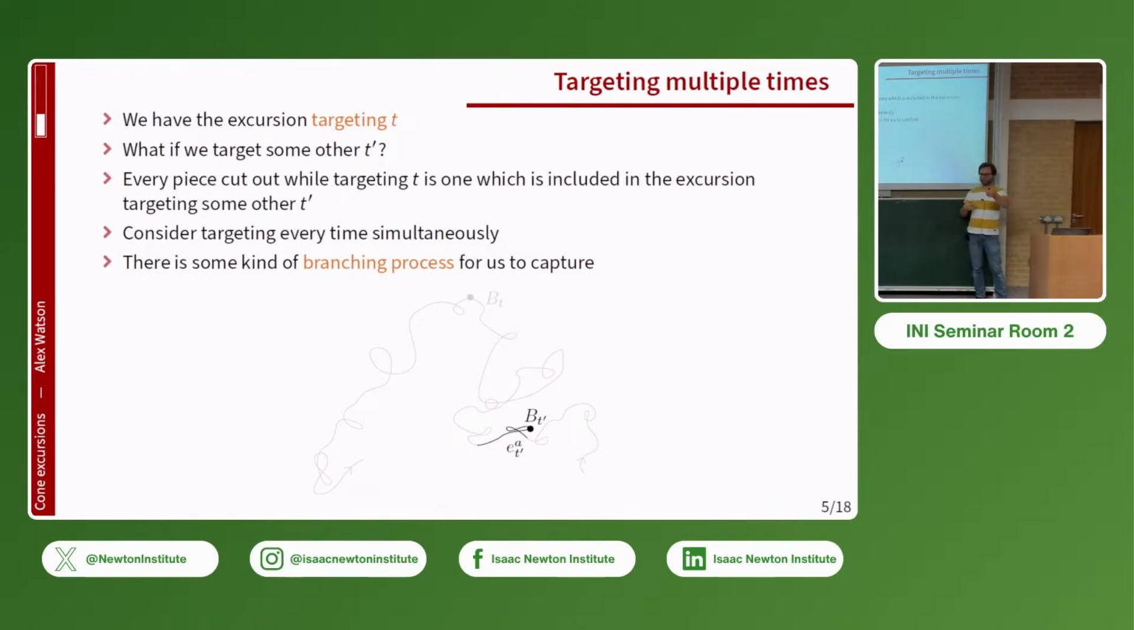Follow along the one targeting t. Okay, now I have to make a choice. Do I target t or t double prime? Okay, that splits into two, splits into two, splits into two. So I want to somehow describe this branching that happens in a sensible way, in a way where I can really say something rigorous about this.